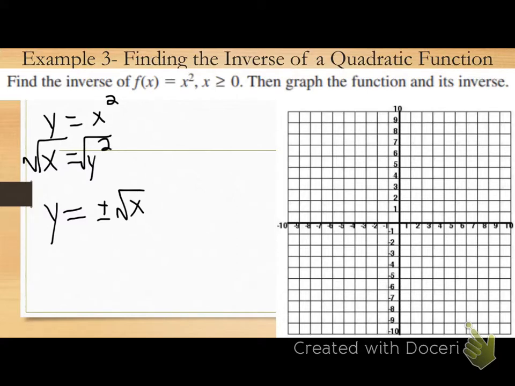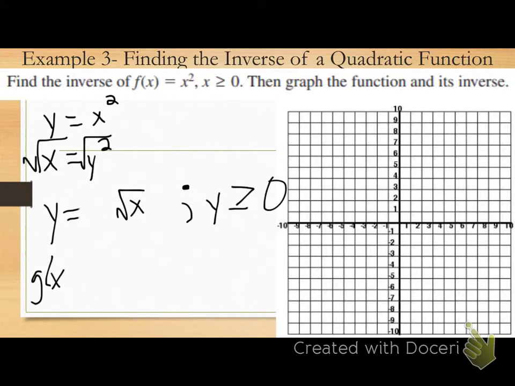So since my domain is x is greater than or equal to 0, my range is now y is greater than or equal to 0 of my inverse function. So is that positive or negative values? Positive. So I don't need that plus or minus sign, because we're just dealing with the positive values. Does that make sense? The domain and the range switched, so since they limited the domain, the range is now limited to y is greater than or equal to 0, since it flipped. Is everyone good with that concept?